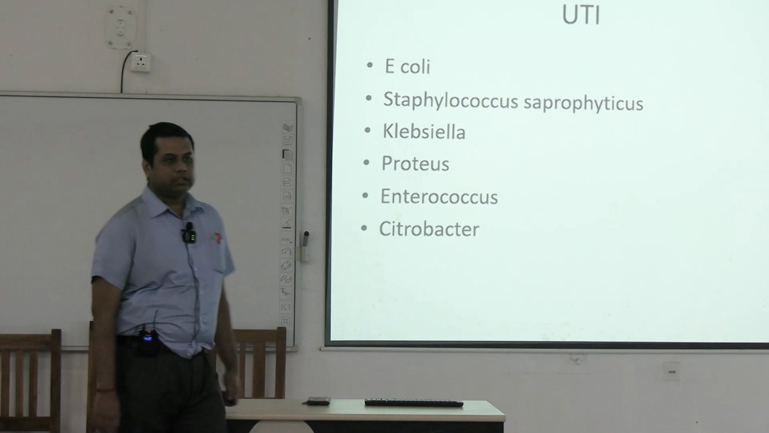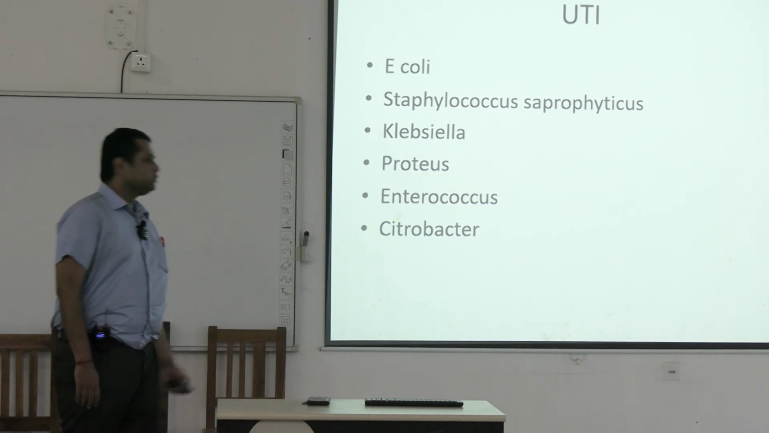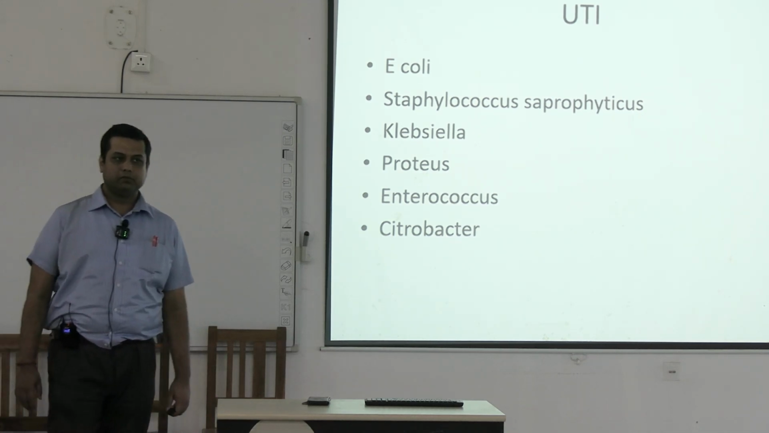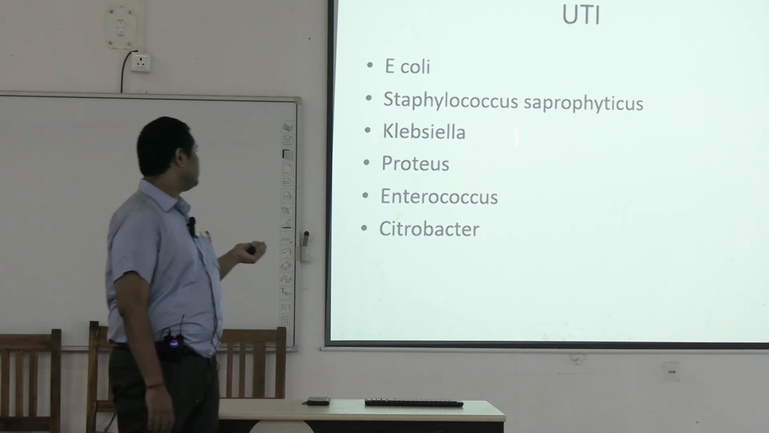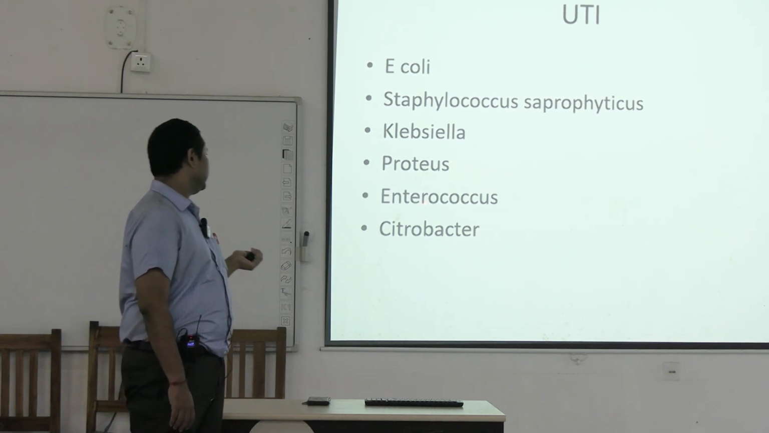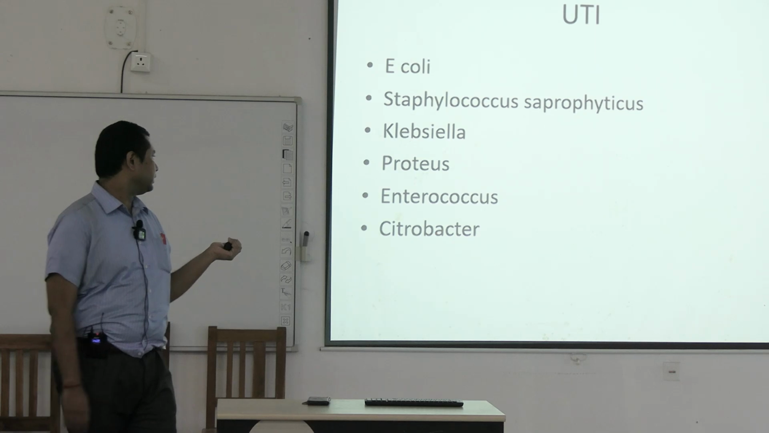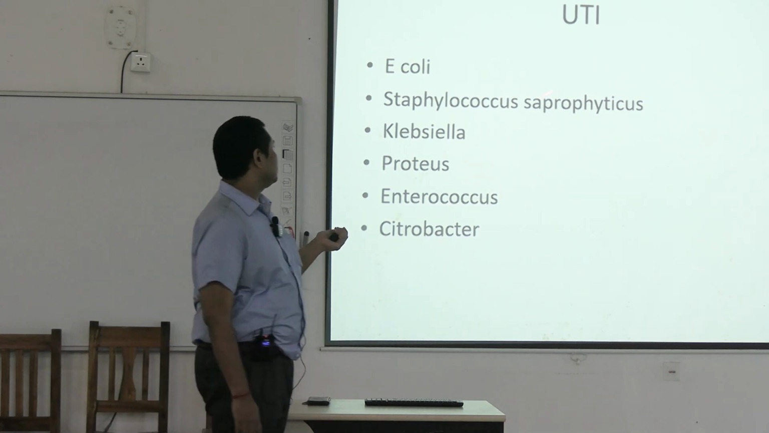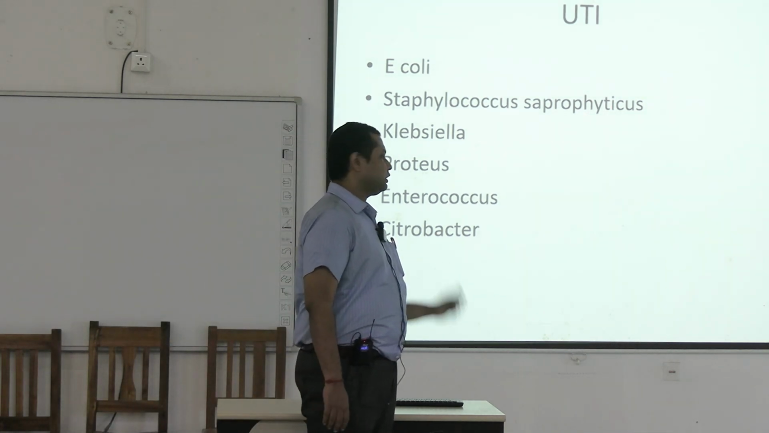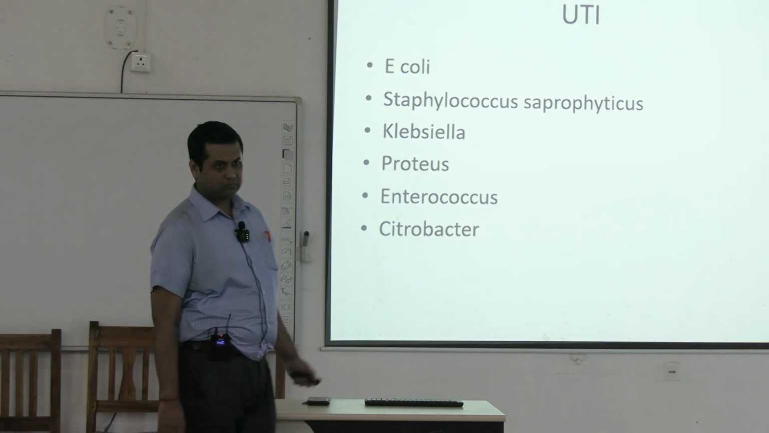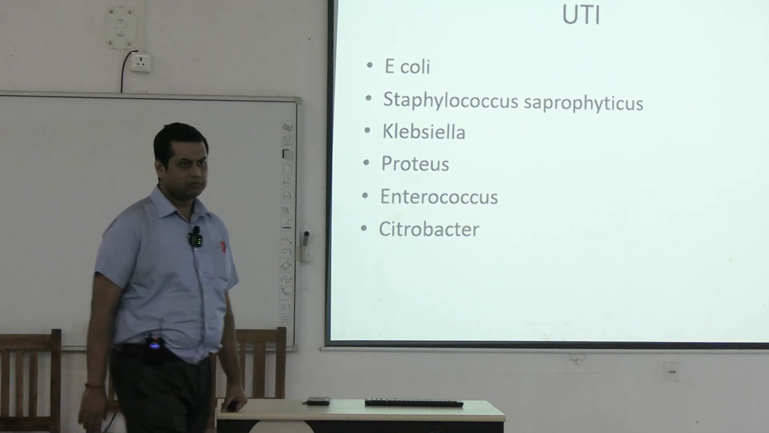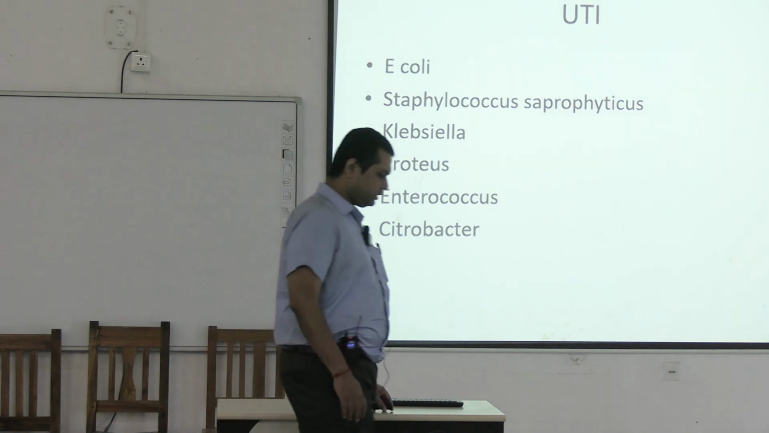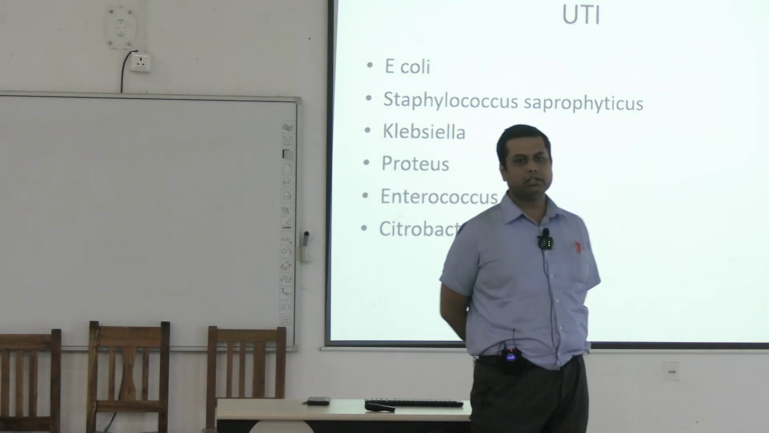So the causative organisms, most of them, you can see, are gram-negative bacteria: E. coli, Klebsiella, Proteus, Enterococcus, Citrobacter, Staphylococcus saprophyticus. Most common is E. coli, about 85% is by E. coli. Name some antibiotics effective against gram-negative bacteria.